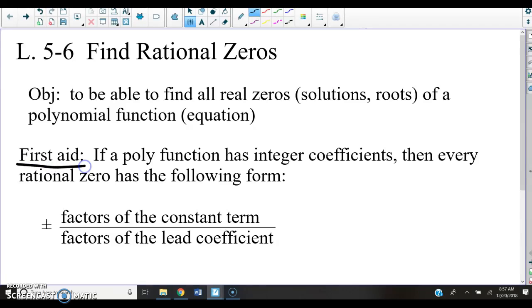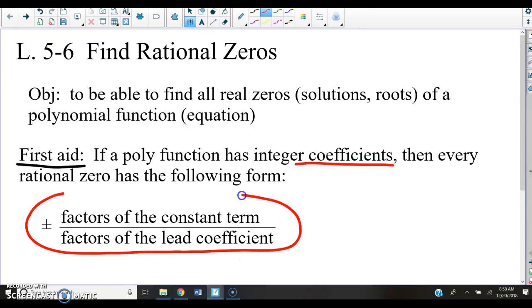The first thing you need to realize is the equation itself, the function itself, is going to give you some helps. If you have integer coefficients, so not irrational, not square roots, it could be rational and then you just multiply by your common denominator if they're fractions. But if they have integer coefficients, then every rational zero has the following form. Now, there might be irrational zeros.